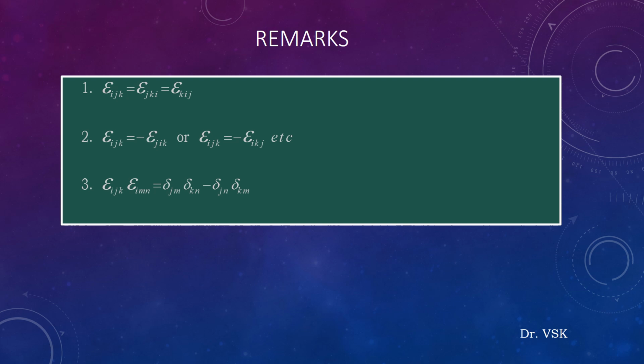The third property is a very useful and important property. Epsilon ijk times epsilon imn equals delta jm delta kn minus delta jn delta km. This is a relationship between the Levi-Civita and the Kronecker delta symbols.